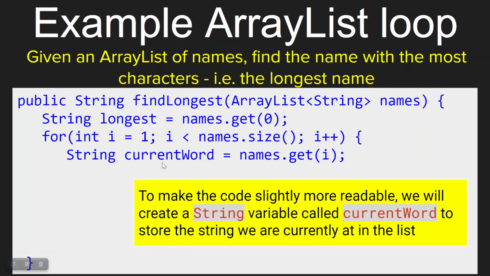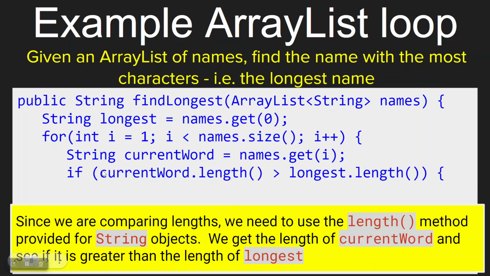For the sake of making this code a little bit more readable, we're going to declare another string variable and call it currentWord. We're just going to set it equal to names.get(i). So as this is looping through, starting at index 1, it's just going to store it as the string variable called currentWord. And then we can check if currentWord.length() is greater than longest.length().